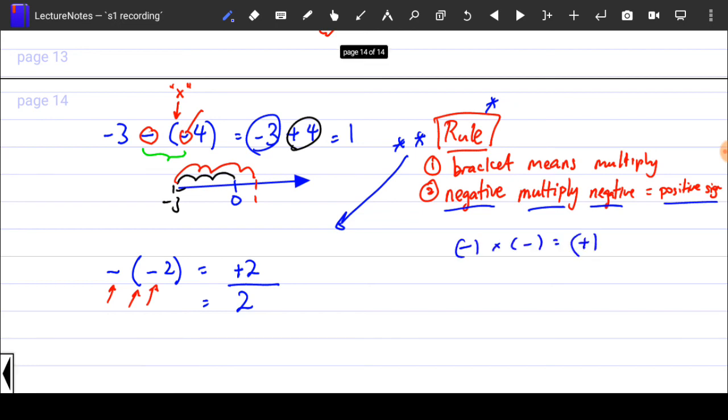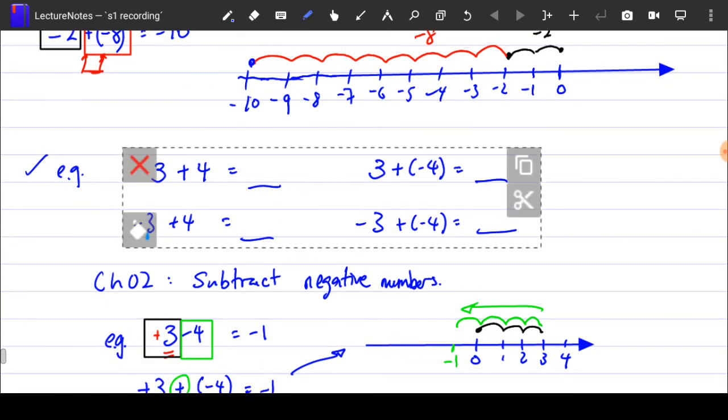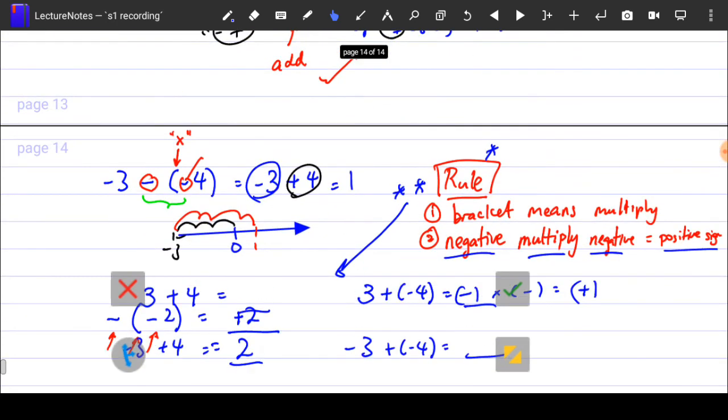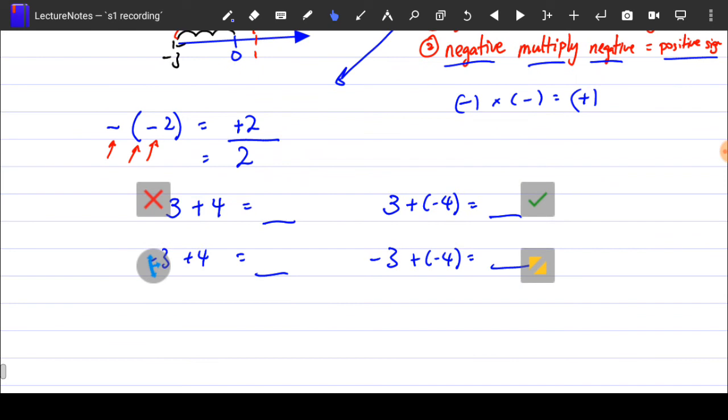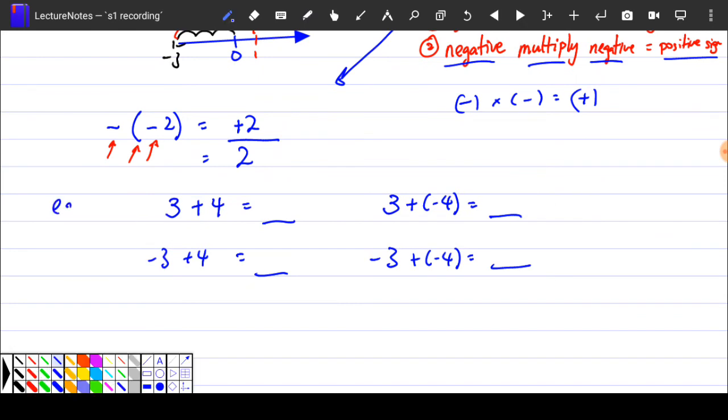Now I will let you try one example. So for the fun of it, let's just copy this down into your notes. But we are going to make slight changes. Instead of positive, I will put everything as negative. Alright, and then your job is to tell us the answer. Okay.